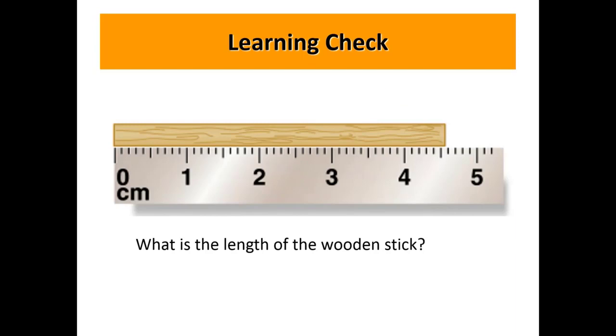Let's see what's showing up here. Yeah, the wooden stick. There's the 5 centimeters. Measure the length of that wooden stick. What would you say that is? 4.5 and a half. Yeah, 4.5 and a half, which means basically 4.55, right?